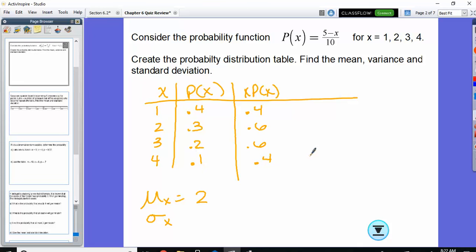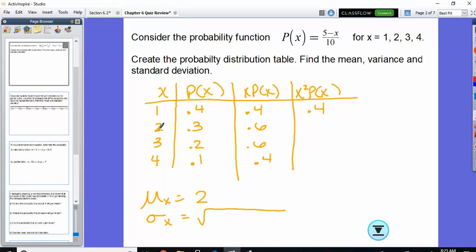Standard deviation, if you look on that formula sheet, it gives us 2 different options. We typically went with the second one. So it's the square root of the sum of x squared p of x's.